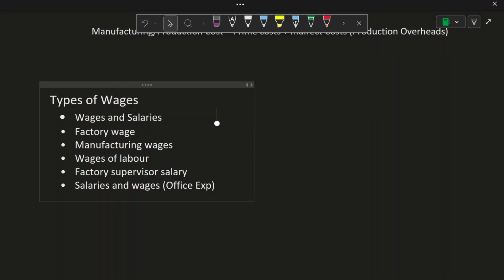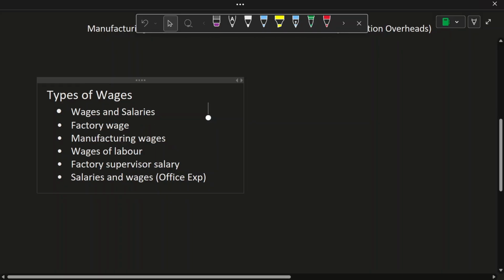Then you have your factory wages. This is also traceable to your production. Then you have your manufacturing wages, same as that. Wages of labor, again, these are traceable. Then you have factory supervisor salary, ठीक है? आपकी जो factory supervisor salary है, supervision हो रही है, आपका ये product नहीं बन रहा. तो supervision जो है, that's an indirect cost. तो आपने factory supervisor salary को indirect cost में include करना है.